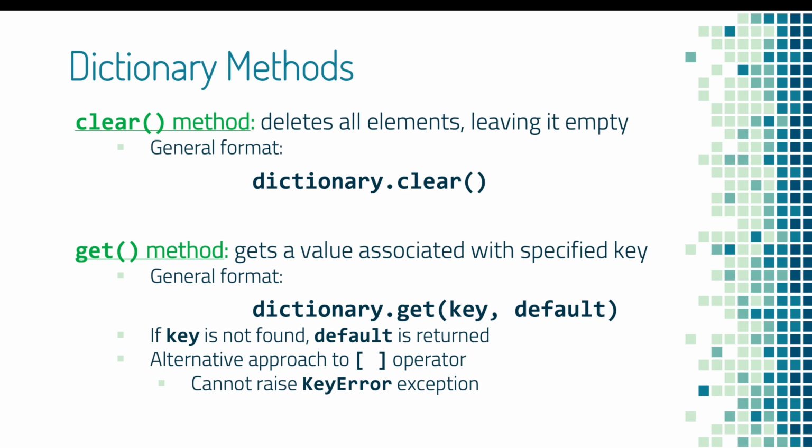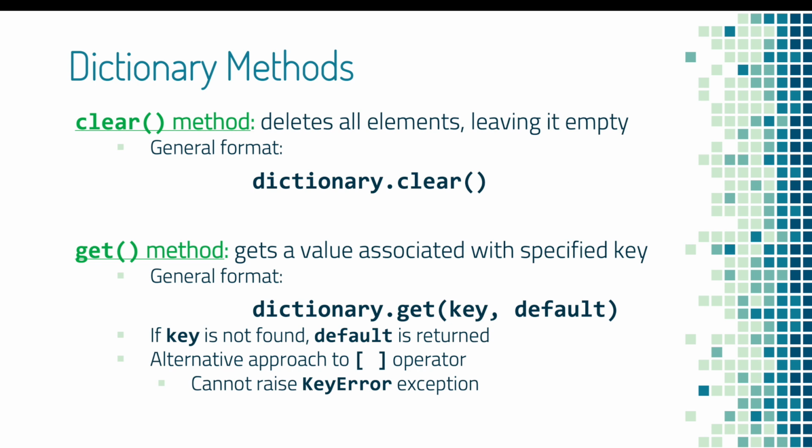You also have your .get method. The .get method will get a value associated with the specified key. This is the power of a dictionary. Instead of, and we talked about this before, using the brackets where you can say, hey, give me Jim. Well, the brackets cause you to raise a key error because Jim doesn't exist in that dictionary.